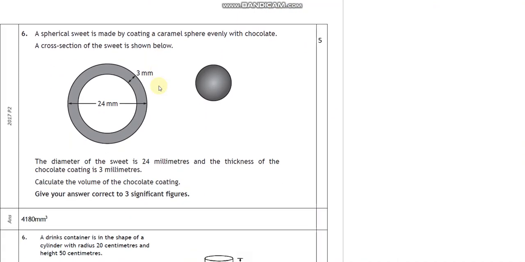And the very last one I'll do is this. So we've got a sphere. The outside's got chocolate, caramel. Good.